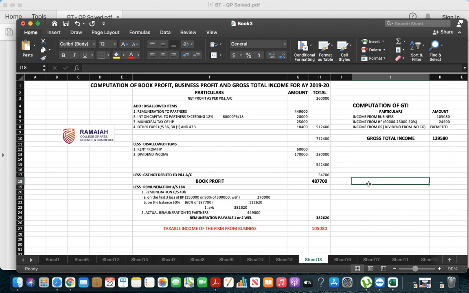Yes, that is assumed as dividend from Indian company. If it is earned from a foreign company, then they will mention dividend from foreign company. If not, it is from an Indian company. And dividend earned from an Indian company is always exempted. Yes, exempted till 10 lakhs.